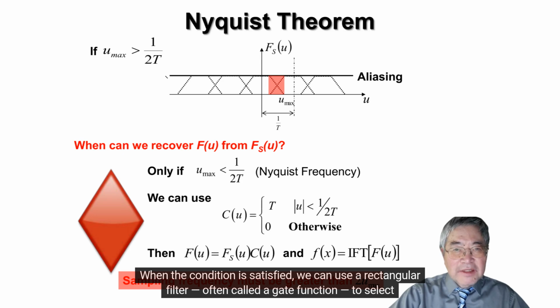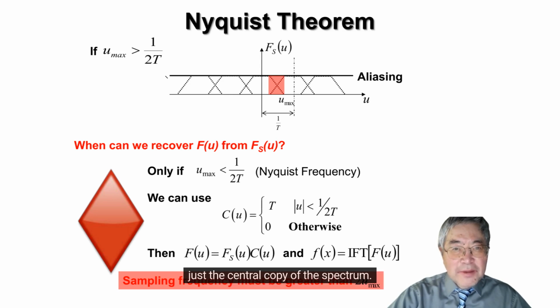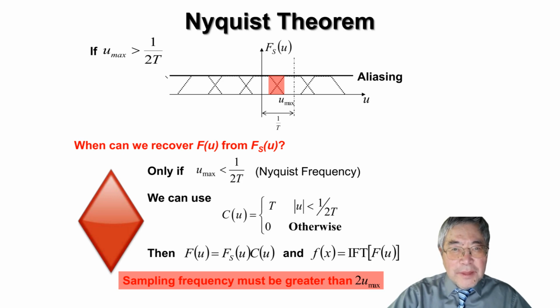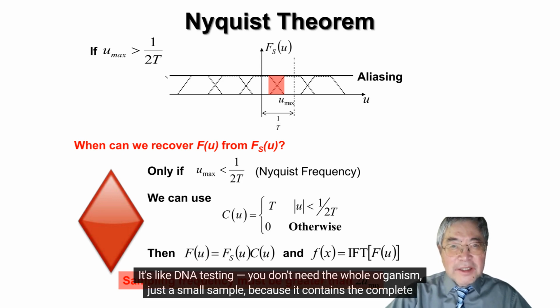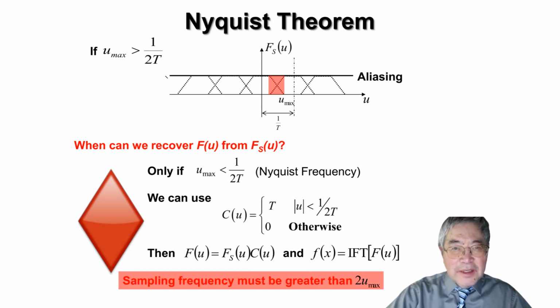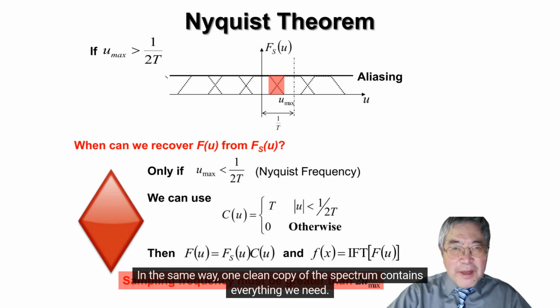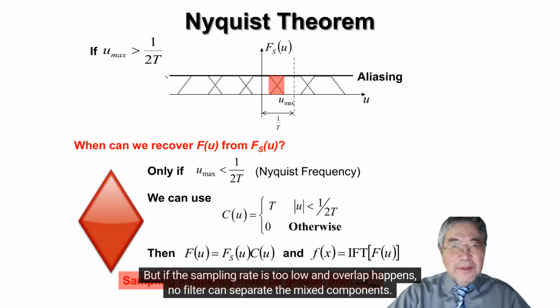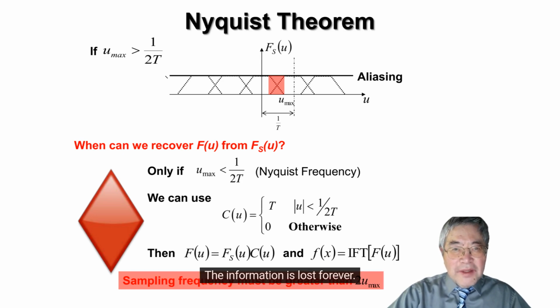When the condition is satisfied, we can use a rectangular filter, often called a gate function, to select just the central copy of the spectrum. That single copy contains all the information needed to perfectly reconstruct the original signal. It's like DNA testing. You don't need the whole organism, just a small sample, because it contains the complete blueprint. In the same way, one clean copy of the spectrum contains everything we need. But if the sampling rate is too low and overlap happens, no filter can separate the mixed components. The information is lost forever.